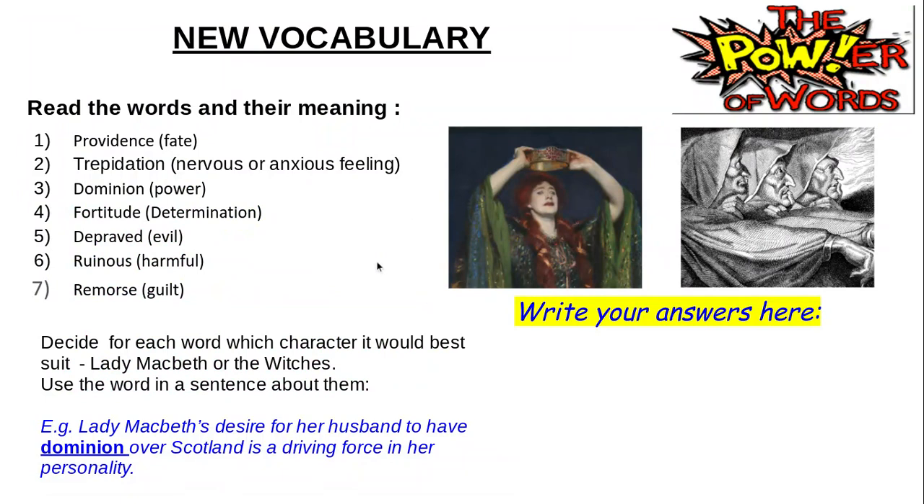Right, so our vocabulary for today. Provident, meaning fate. Trepidation, nervous or anxious feeling. Dominion, meaning power. Fortitude, which is determination. Depraved, meaning evil. Ruinous, meaning harmful. Remorse, meaning guilt.